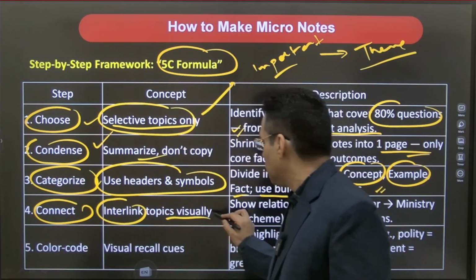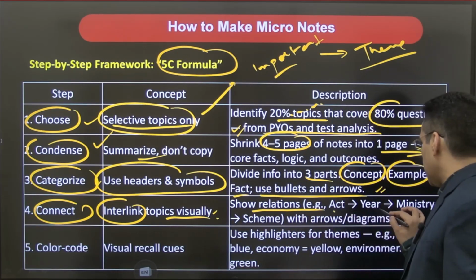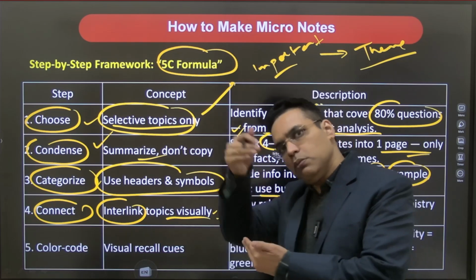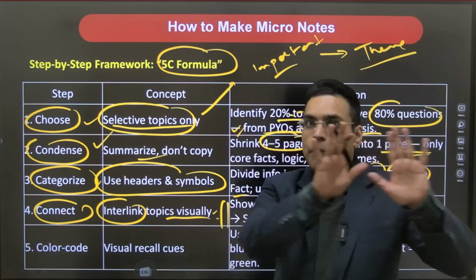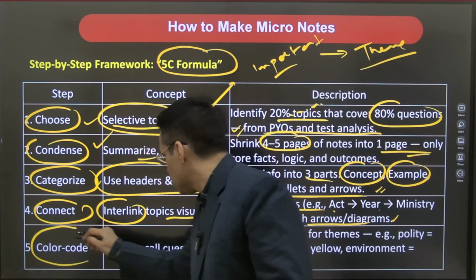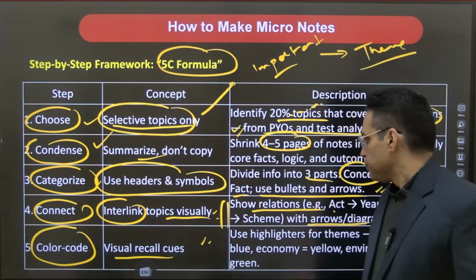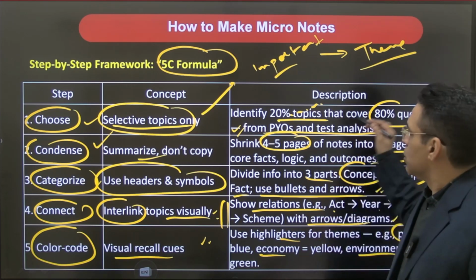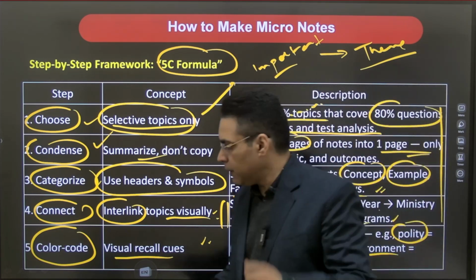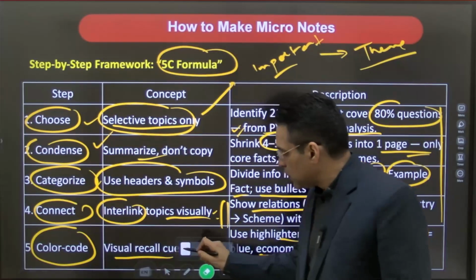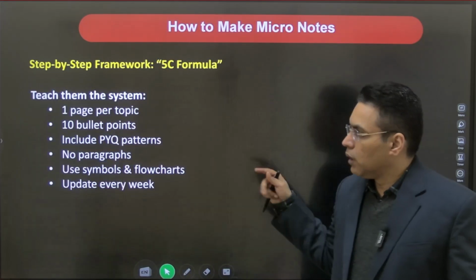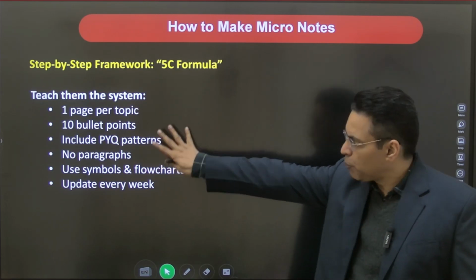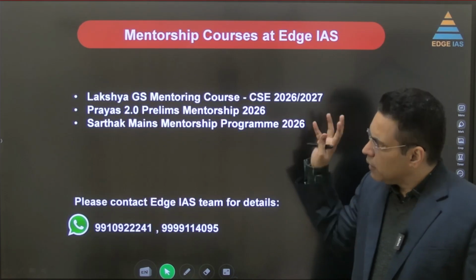So interlink topic visually, show relations, for example act, year, ministry, scheme, और आप इस तरह से ऐसा प्रोजेक्शन करिए कि आप उसको एग्जाम में, remember the better the notes are, better the answers are. Okay, color code, you can also use color code, visual recall अच्छा रहता है. Okay, highlighter, color, polity में you can use blue, economy, yellow, environment, green. So you can follow this. Now this is very important. थोड़ा टाइम लगता है, but eventually when you practice it, it becomes part of your habit and ecosystem. So normally one page, one topic, fewer points, PYQ linkage, no paragraph, and you can update also.